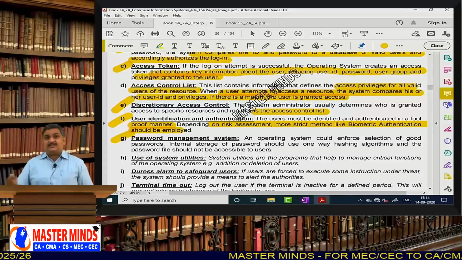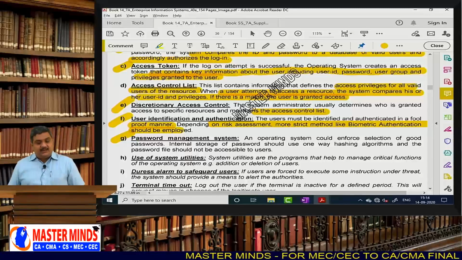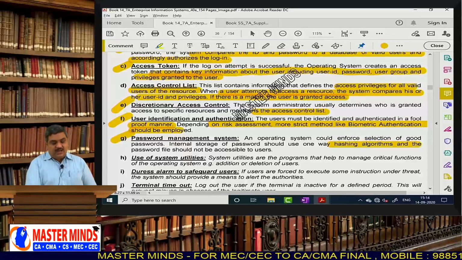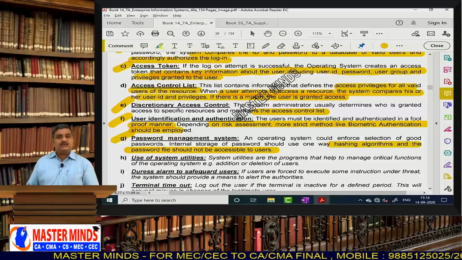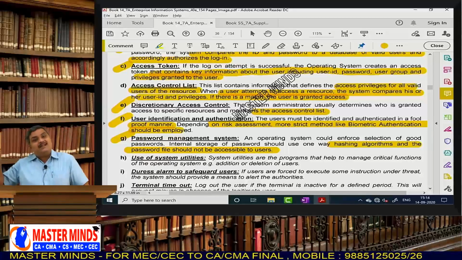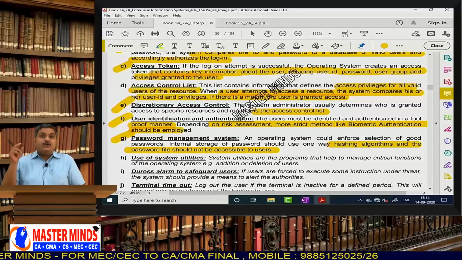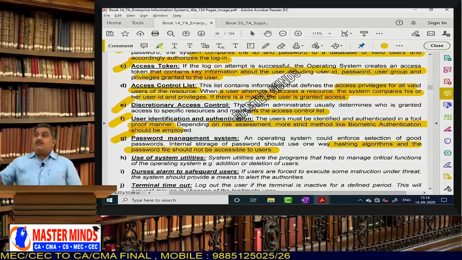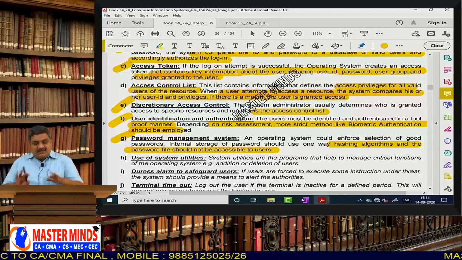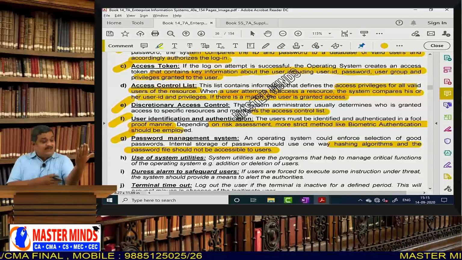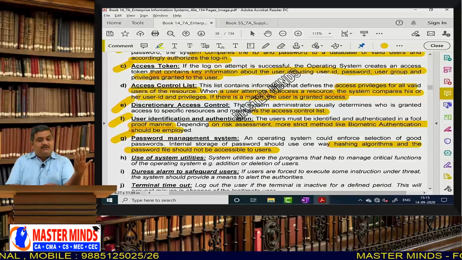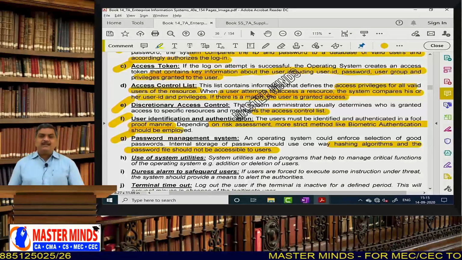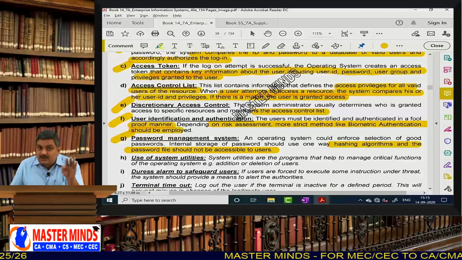So users are asked to have strong passwords. Okay. And these passwords should use one-way hashing algorithms, and the password file should not be accessible to users. That means your password should be coded. See, for example, someone may walk into the server room, open the server, and open the password file. If you open the password file, all the users' passwords will be there in that file. So can anyone do like that? No. There should be no option of doing like that.